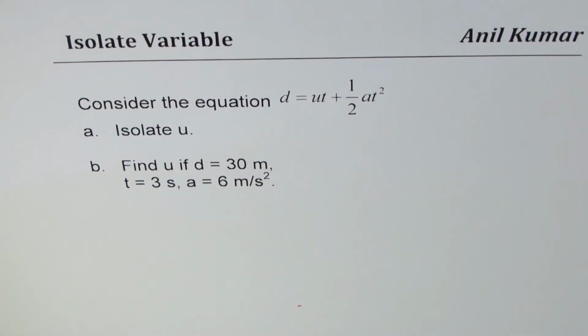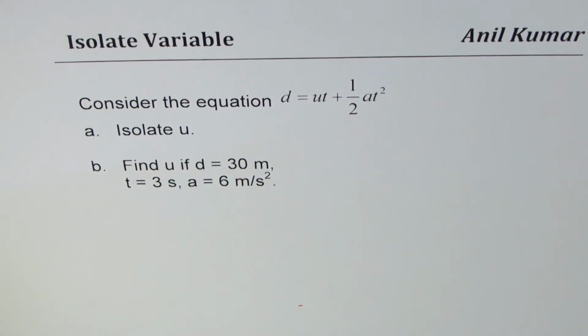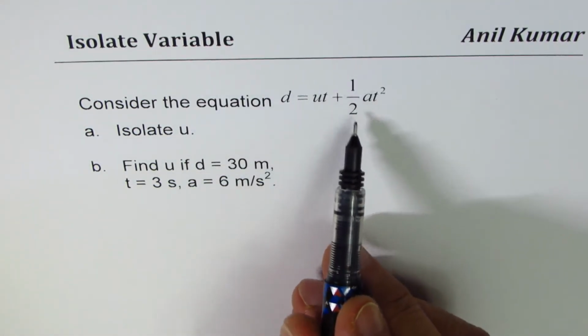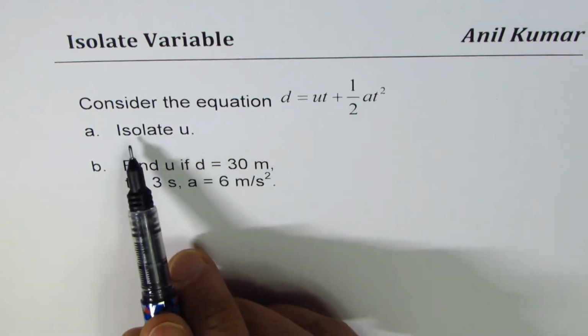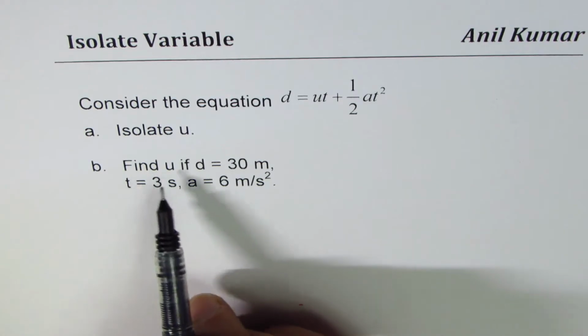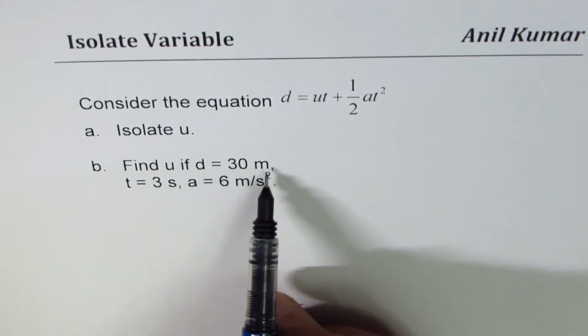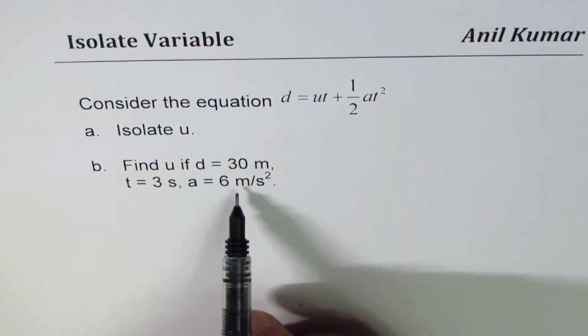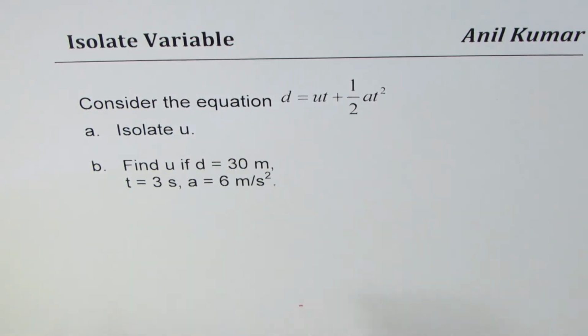I'm Anil Kumar, and here is a test question on isolating variables. Consider the equation d equals ut plus half at square. Part A: isolate u. And part B: find u if d equals 30 meters, t is 3 seconds, and a is 6 meters per second square.